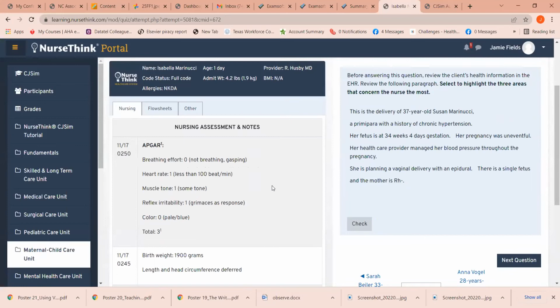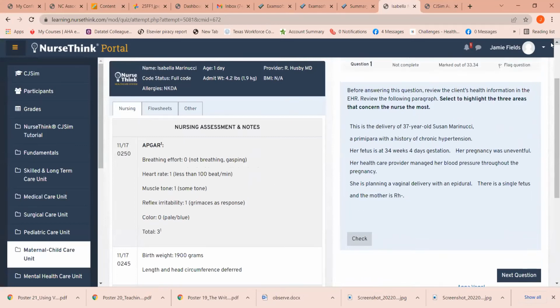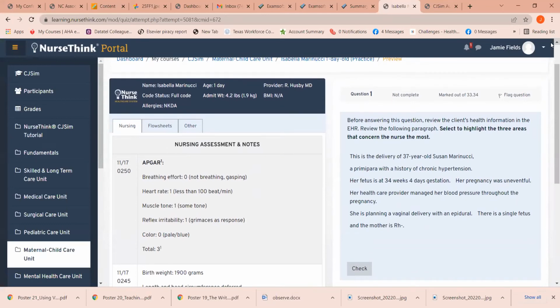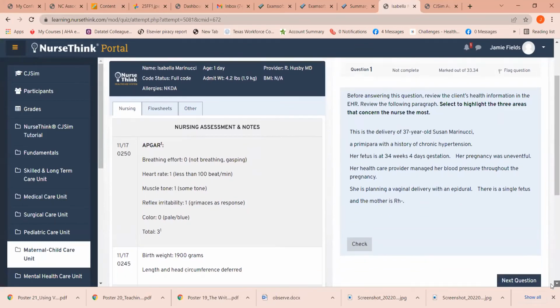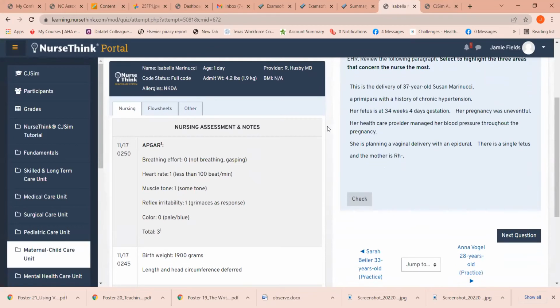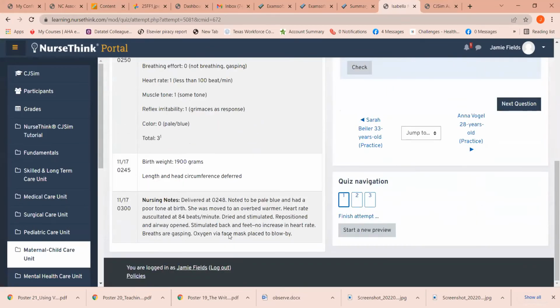APGAR. At 0250, breathing effort 0, heart rate 1, muscle tone 1, reflex irritability 1, color 0 for an APGAR of 3. Are you able to see this screen pretty well? Okay.